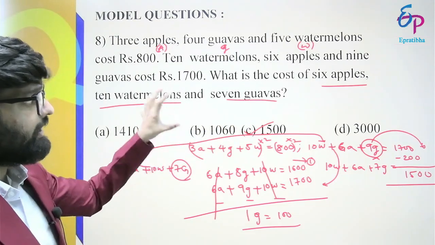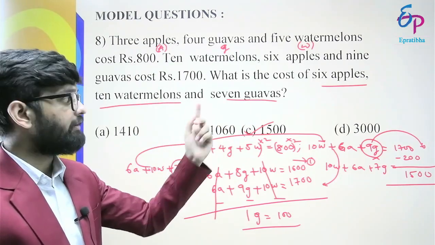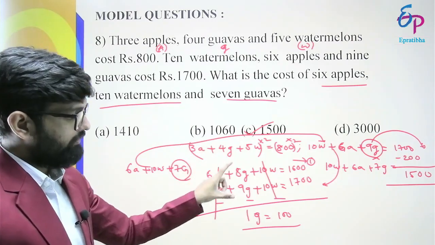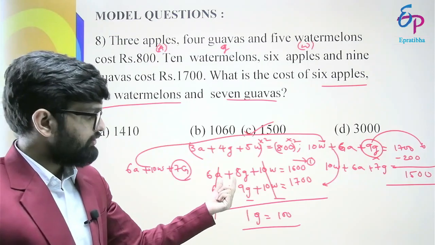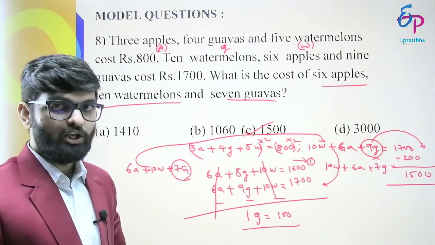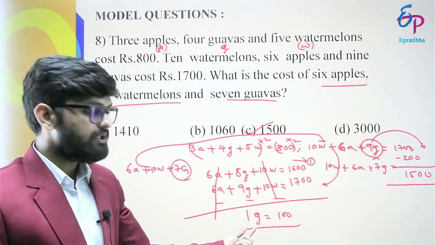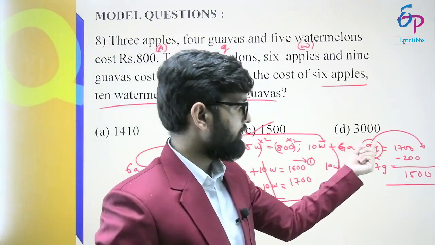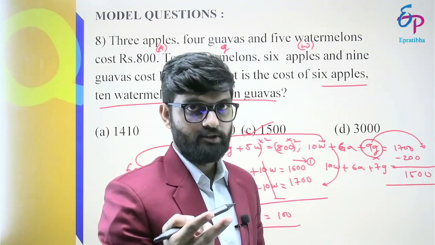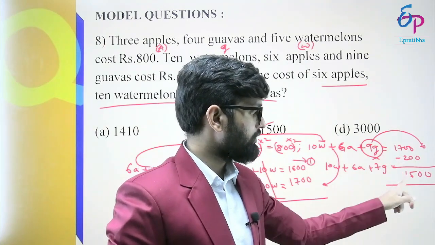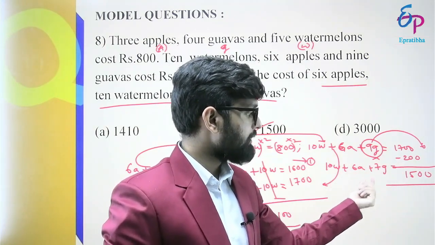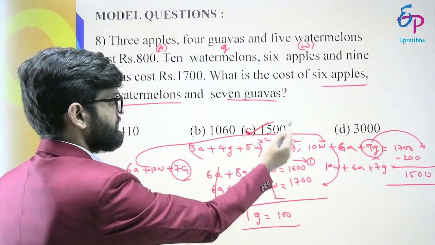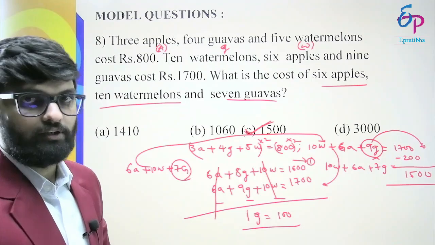1500 rupees is the answer for 6 apples, 10 watermelon and 7 guas. Clear? I have given you 2 equations and I am asking you to find the value of 3 variables. You just write down the values I have given and equate, and whatever the common part is, you eliminate. Gua is not the common part, that's why I got 1 gua cost is 100. As soon as you get that, you just eliminate 2 guas, 200, and you get 10 watermelon, 6 apples plus 7 guas, that is 1500. That is option C. I hope I am clear.